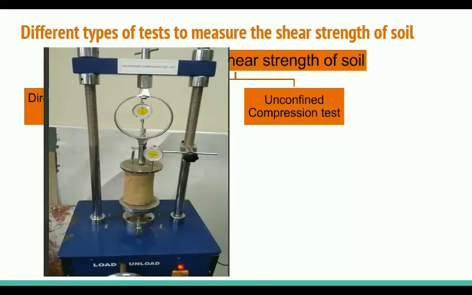So in this case, two things are important. We are taking the reading of two dial gauges. The first dial gauge reading will give the vertical load, and the second dial gauge reading will give the vertical displacement. Are you getting my point? Okay.